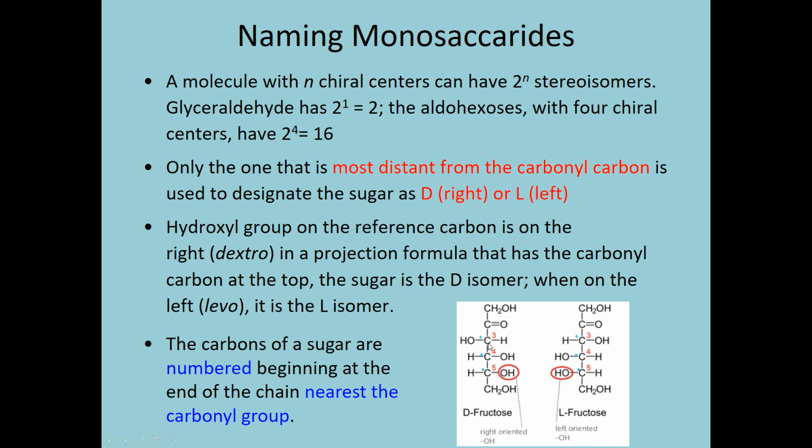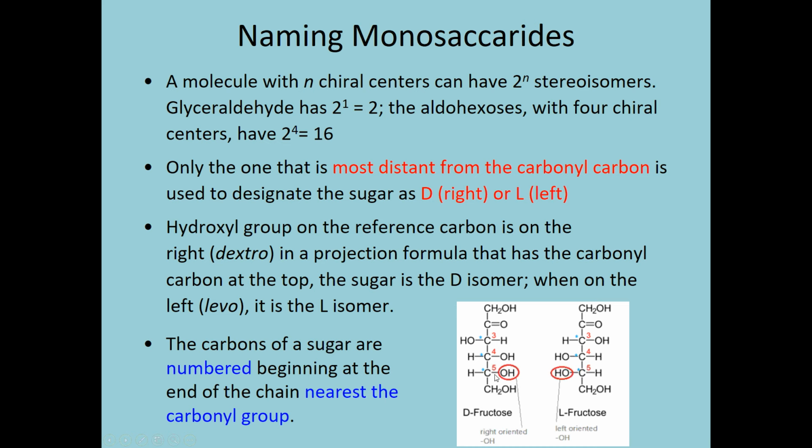The way we determine whether we're looking at the D or the L is we're going to use the carbon that is most distant from the carbonyl carbon. So that's how we're going to designate D or L. So in this example, here's the chiral carbon that is most distant from the number 1 carbon. And see, we have the hydroxyl group here on the right. So that's going to be the D form of fructose. Opposite here, L for left. That's how I could always remember that.